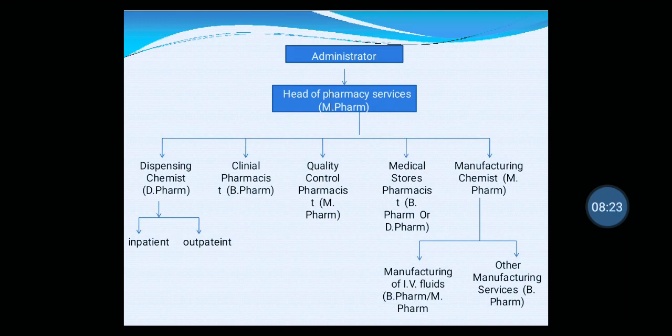Large volume parenteral is more than 100 ml, and small volume parenteral is less than 100 ml. And for other manufacturing service, a B-Pharm person should be required. That is all about the administration of the hospital pharmacy service.